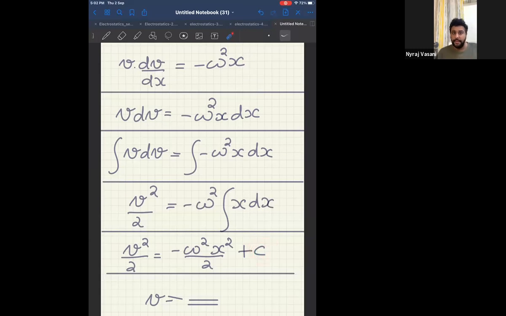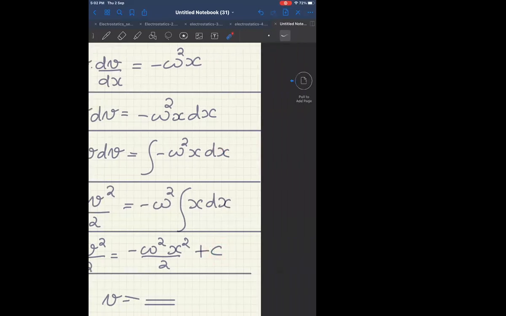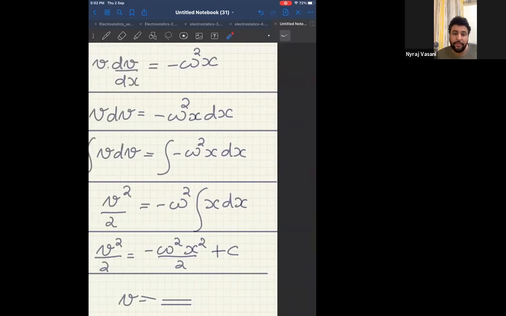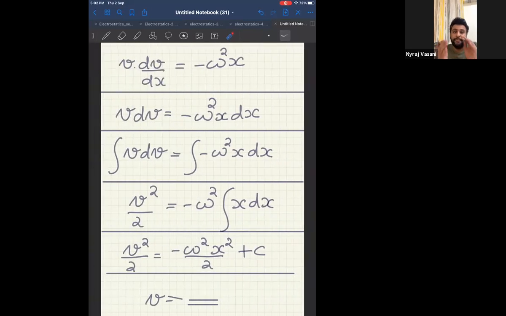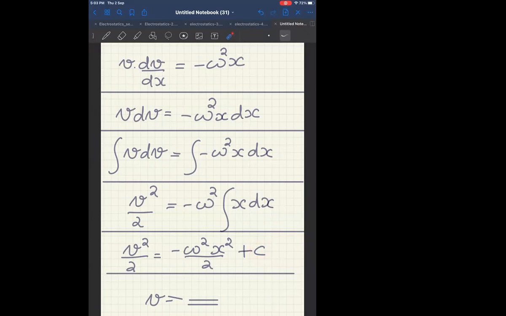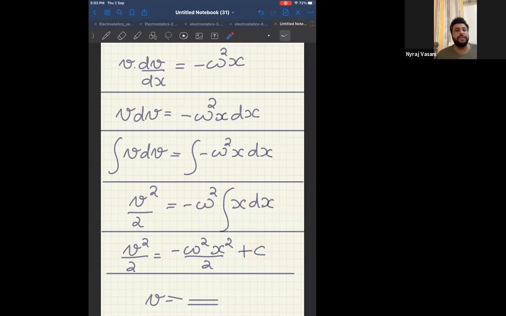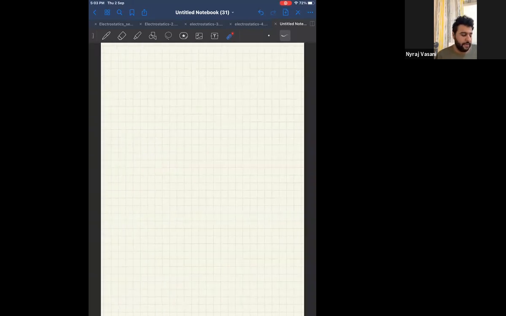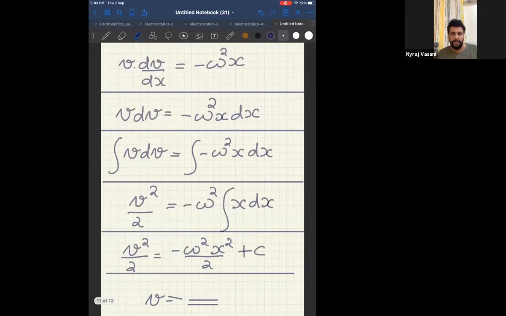Now, listen to me clearly. What I do on the next page is only to find the value for c. I will find the value for c and put it back in this equation. Once I find the value for c, I will continue my derivation. So, where did I stop? I stopped at v square by 2 is equal to minus omega square. I am taking this step, the last one.